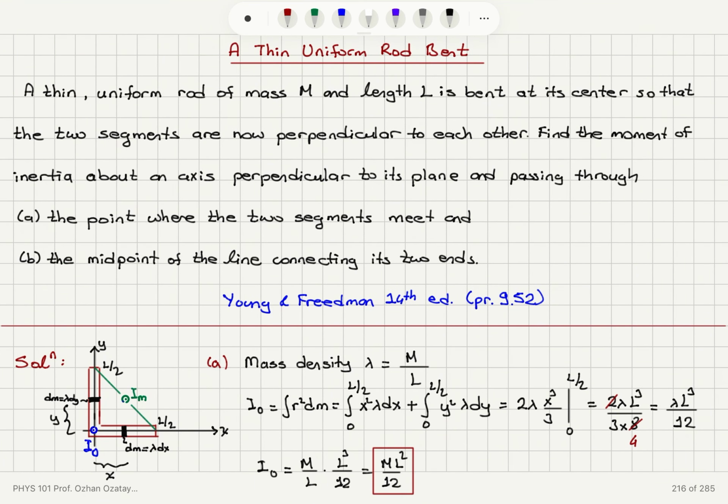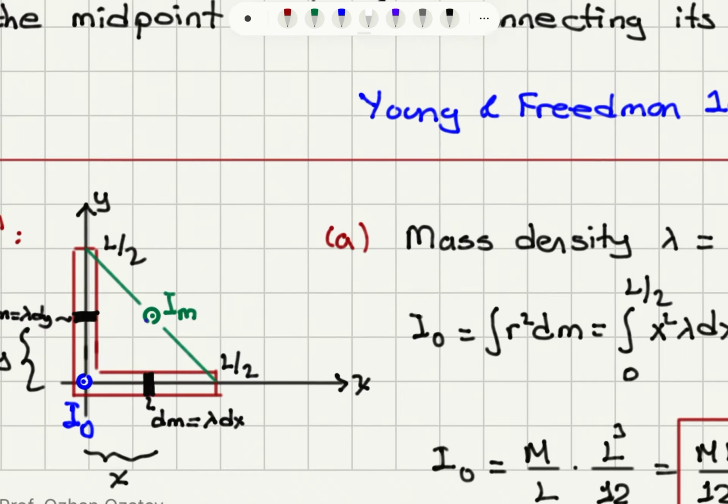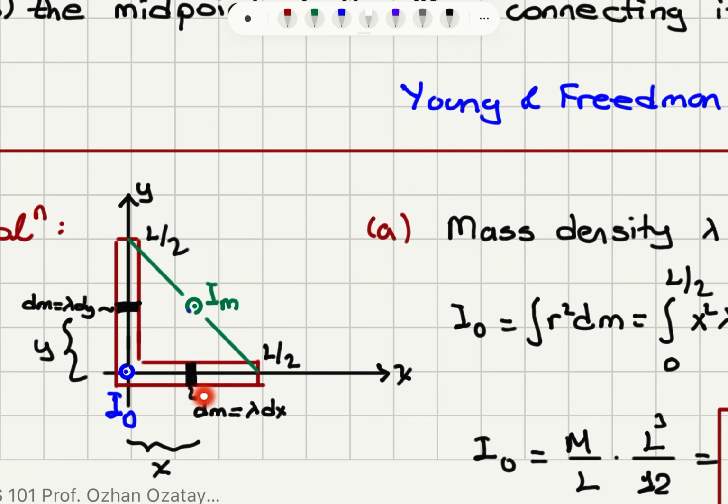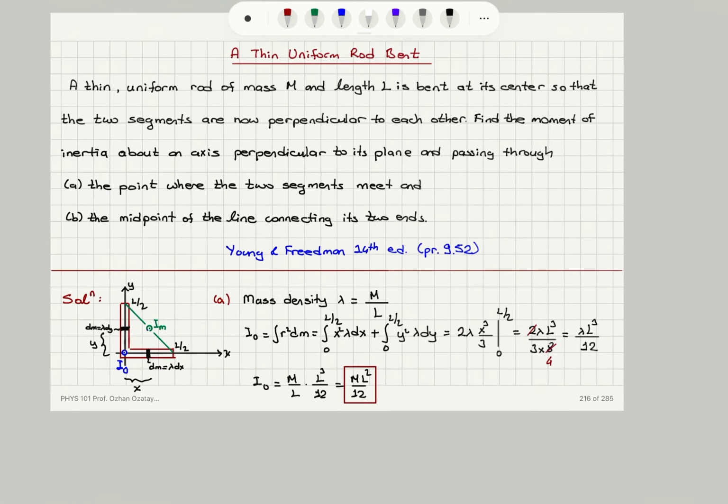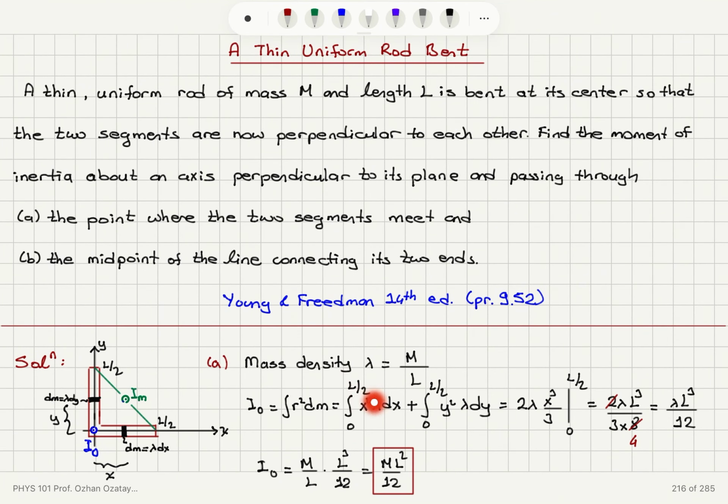Okay, now to summarize, we have a uniform rod with a mass density capital M over L that has been bent at its center. The two segments are perpendicular to each other. We want to know the moment of inertia for an axis perpendicular to the plane passing through the joint point. So that is integral r squared dm. If we are at a distance x on the x-axis, dm is lambda dx. At a distance y on the y-axis, dm is lambda dy. The same integral is performed between 0 and L over 2, x squared lambda dx, y squared lambda dy.